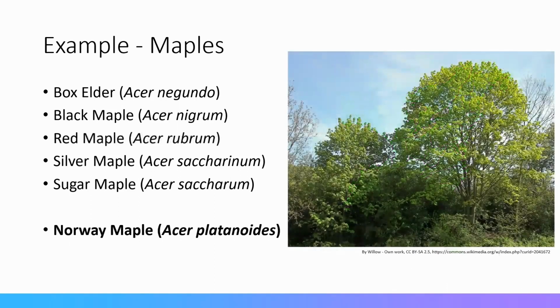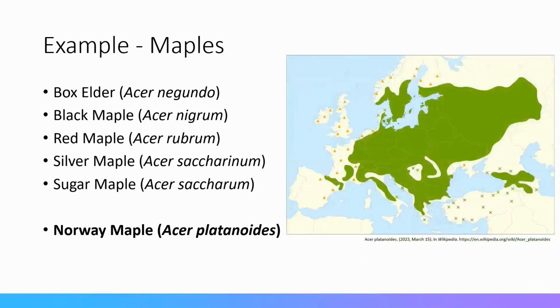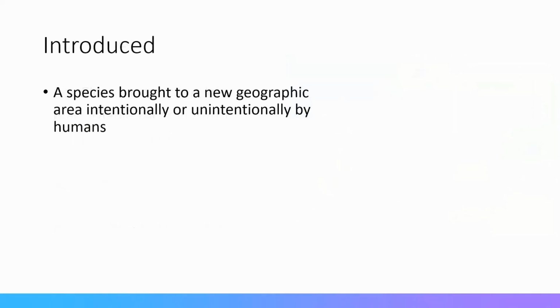And then finally, we have Norway maple, another commonly planted tree in our landscapes. And as the name would imply, it's probably not native around here. It is native to Europe. So this Norway maple would be non-native to Illinois and the United States. Norway maple was introduced. So an introduced species is a species brought to a new geographic area, either intentionally or unintentionally, by humans.